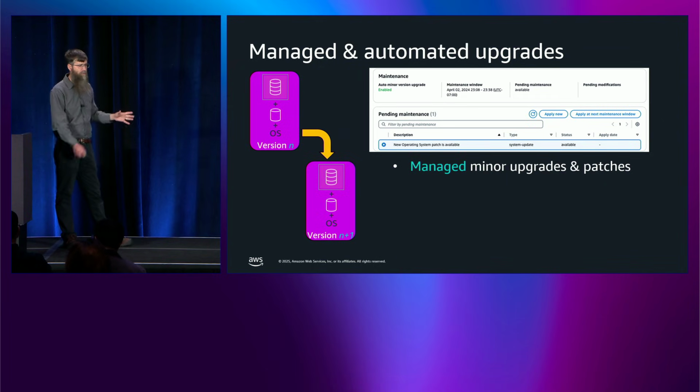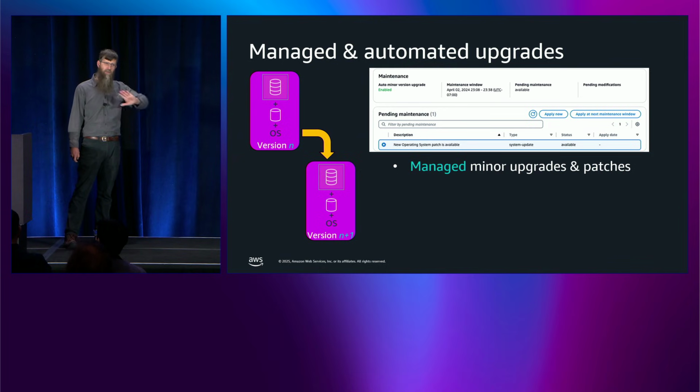So I have a console screenshot here. We have a pending maintenance action. It's telling us I need to apply some system update right now. And this is a managed flow. You would just click go and it would go and do it for you. What do we do differently now?